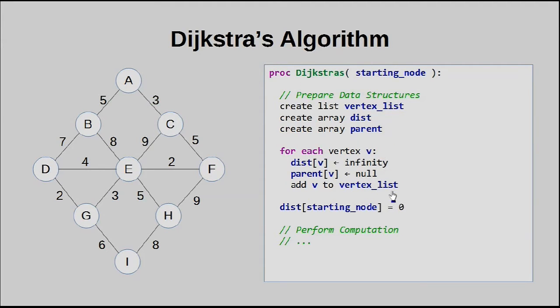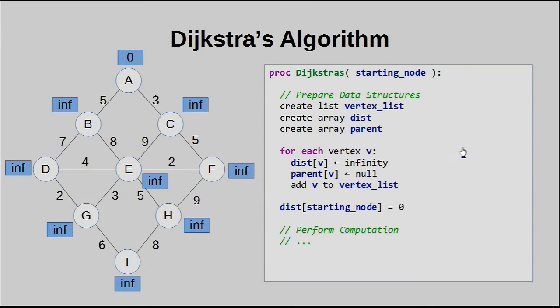For all these three data structures, we first initialize all the distances to infinity and set all the parents to null. At the same time, we also add all the vertices to the vertex list. Then we set the distance to the starting node as 0. This of course makes sense because if you start at A and you want to go to A, then you incur 0 distance.